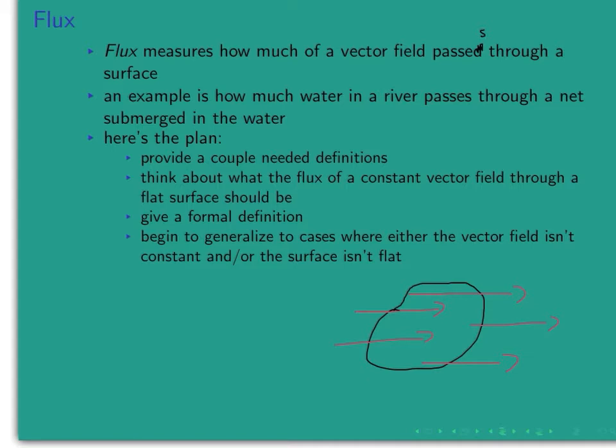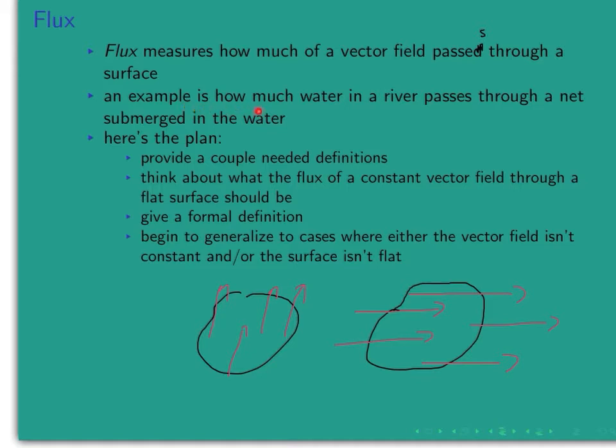As a special case right off the bat, notice that if I have a surface and everywhere the vector field is in exactly the same direction as the surface, then none of the vector field passes through the surface and the flux would be zero. Whereas if the vector field is always perpendicular to the face of the surface, then I'm going to get a large amount of flux.